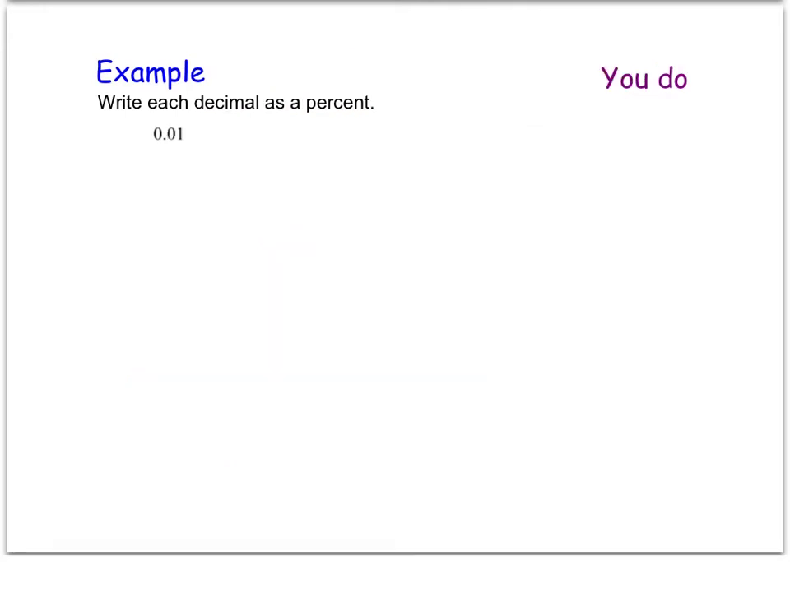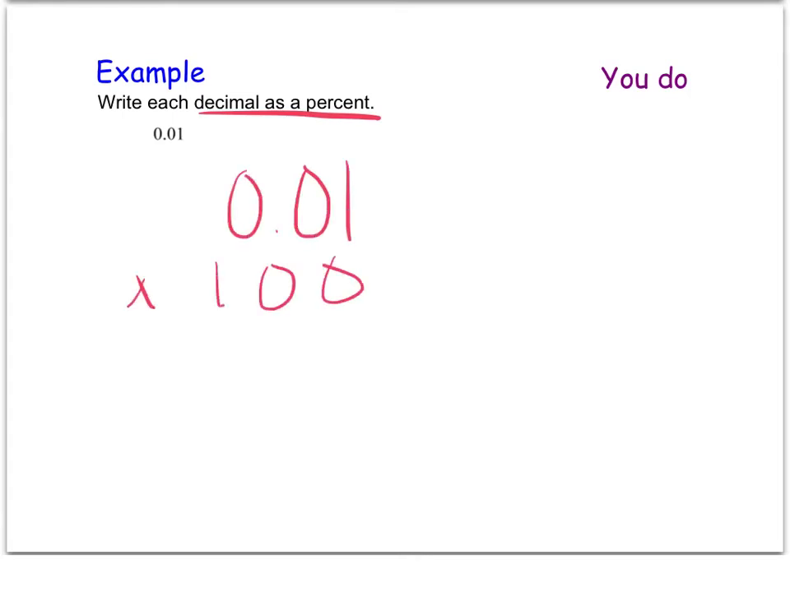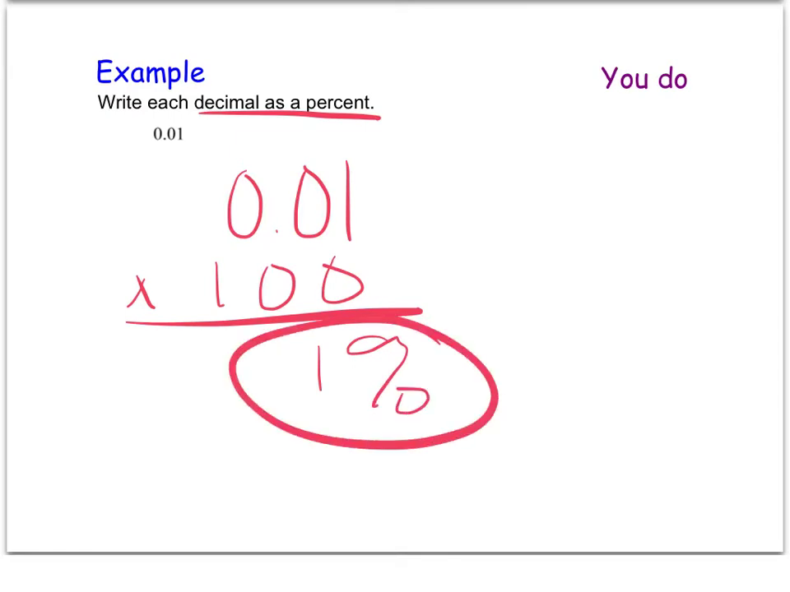Okay, here's another you do. Go ahead and try this one on your own and replay me when you're ready for the answer. Write each decimal as a percent. So we get 0.01 times 100. When I do that, I get 1. And then I add my percent sign: 1%.